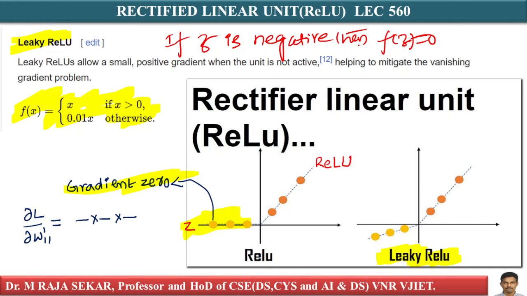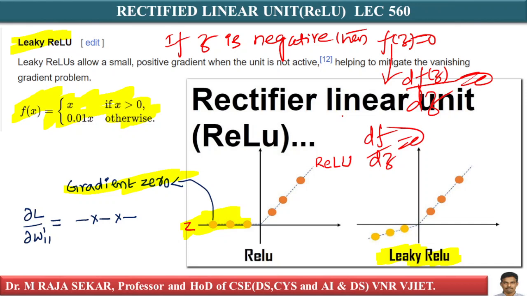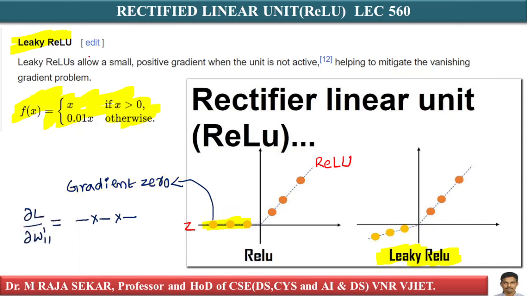If f of z is 0, my derivative will be 0. If f of z equals 0, the derivative of f of z with respect to z, that is df by dz, will become 0. If any derivative becomes 0, in the chain rule, remember we multiply derivatives. This derivative could be 1, this derivative could be 1, and if this derivative is 0, then 0 into 1 into 1, the whole derivative becomes 0.